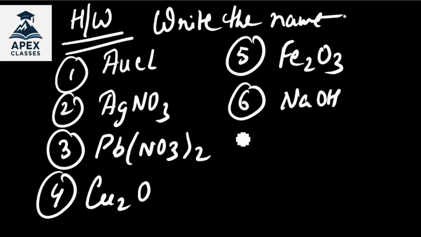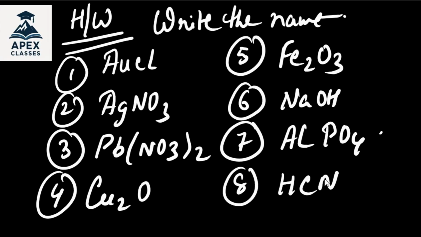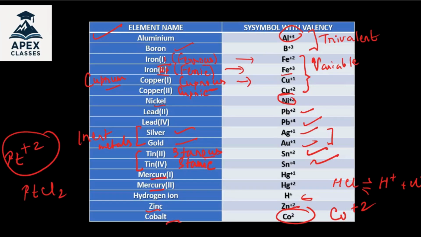Next, sixth is NaOH, seventh is aluminium phosphate, AlPO4. Then HCN. Do this 8th one too. I hope through this video I have been able to clear your doubts regarding chemical formulas, how to write and remember them.